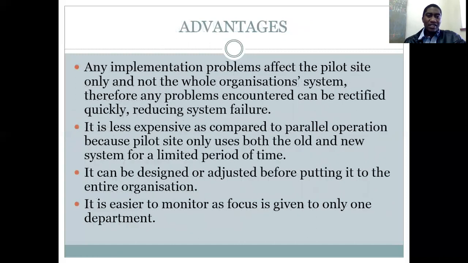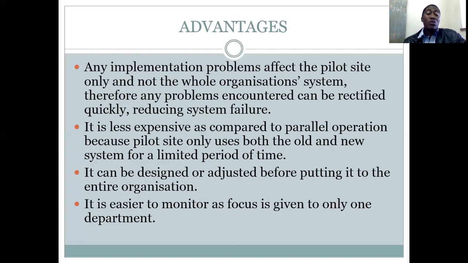The major advantage is if a problem is encountered in the pilot site, it cannot be transferred to other sites. That's the biggest advantage. So we can deal with the problem in that pilot site, then we can sort the problem.